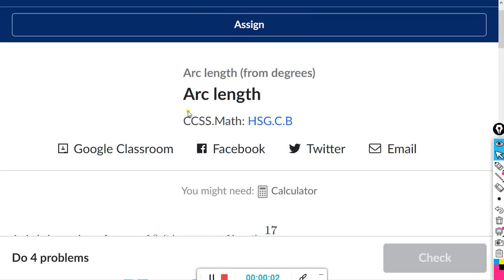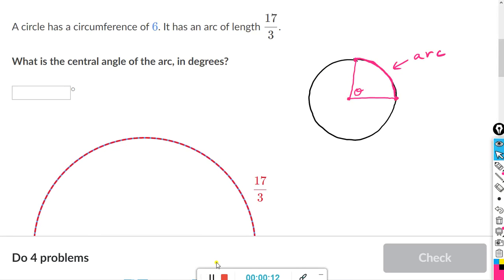This will be for the assignment on arc length. All of these are going to be in degrees for the central angle. An arc is a piece of the circumference of the circle. The circumference of the circle is the distance around. An arc is just a piece of that distance. So the arc length is the length of this curve right here.